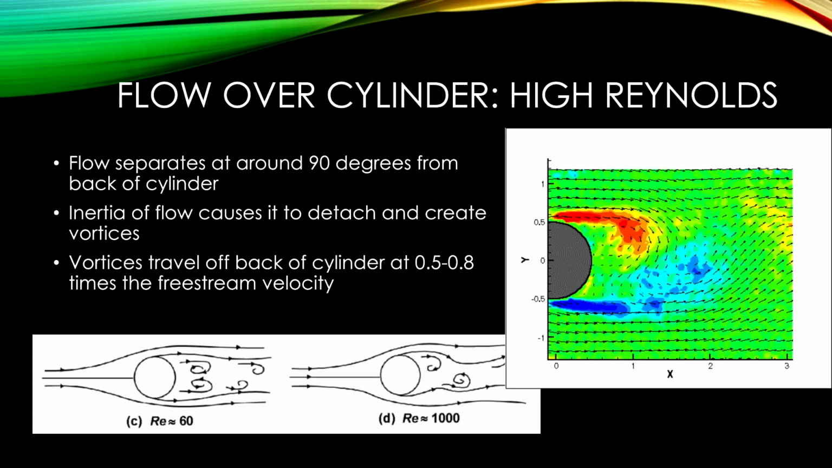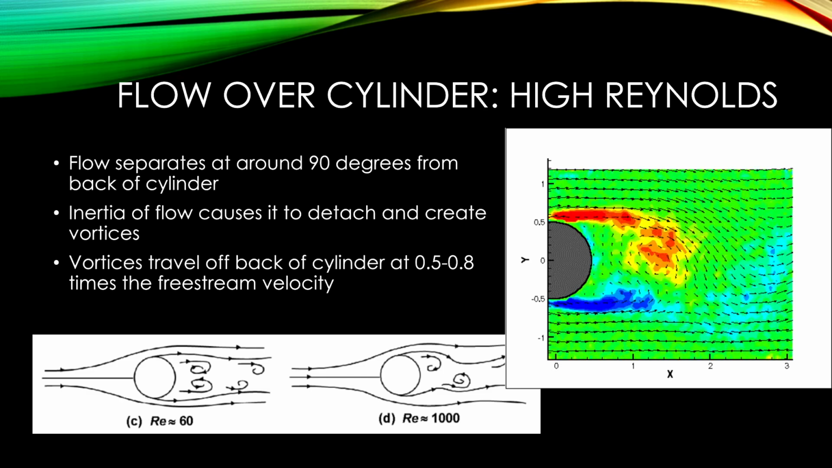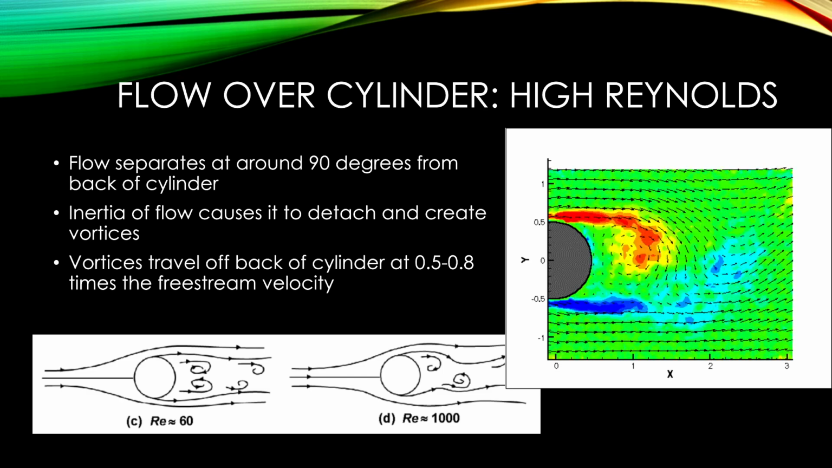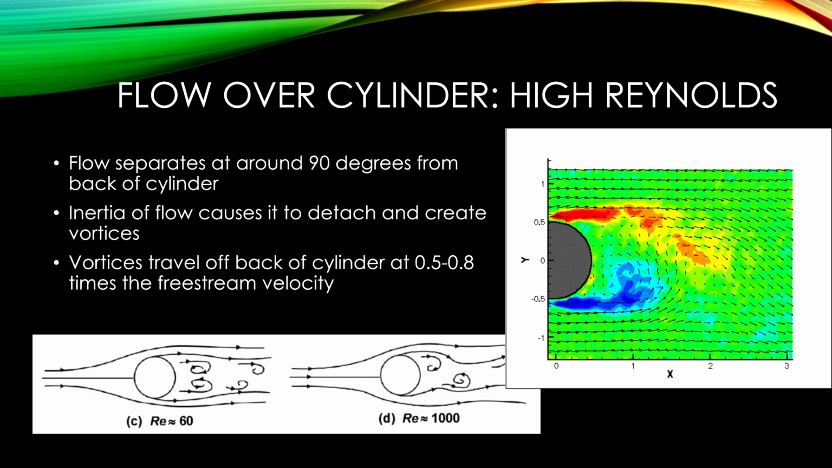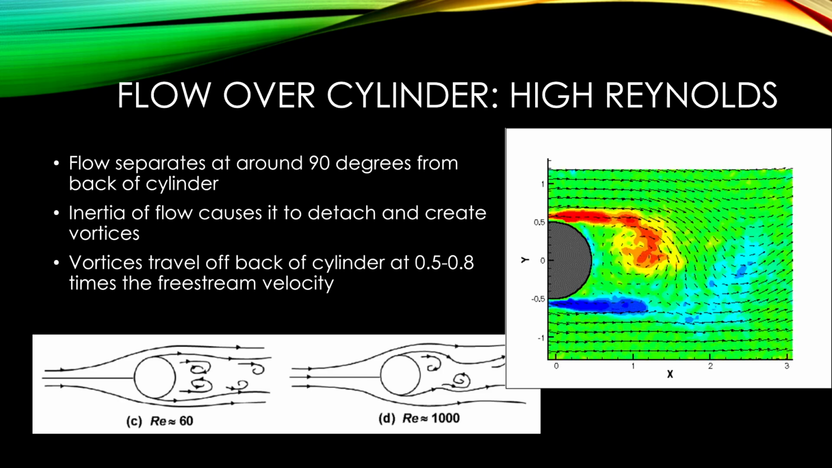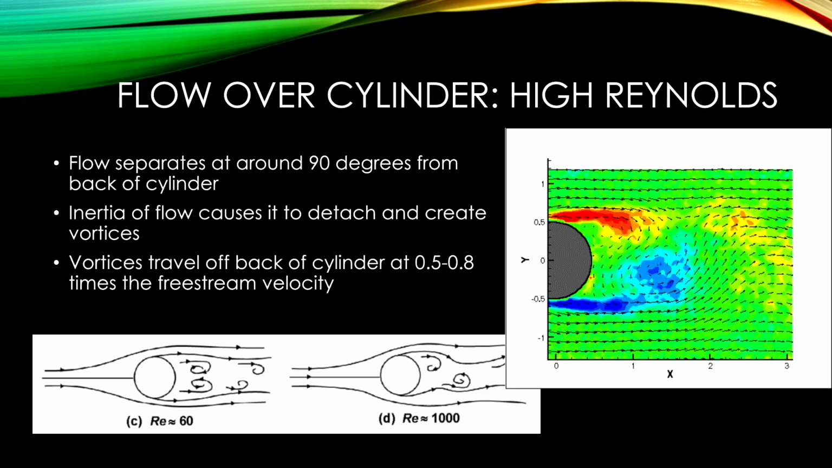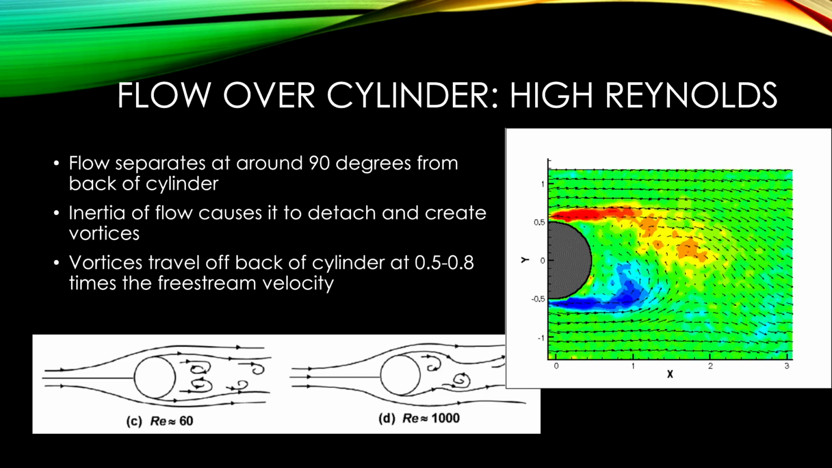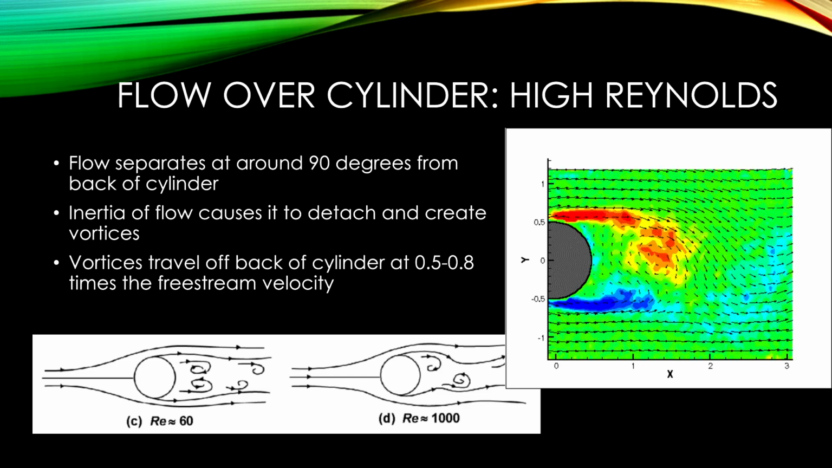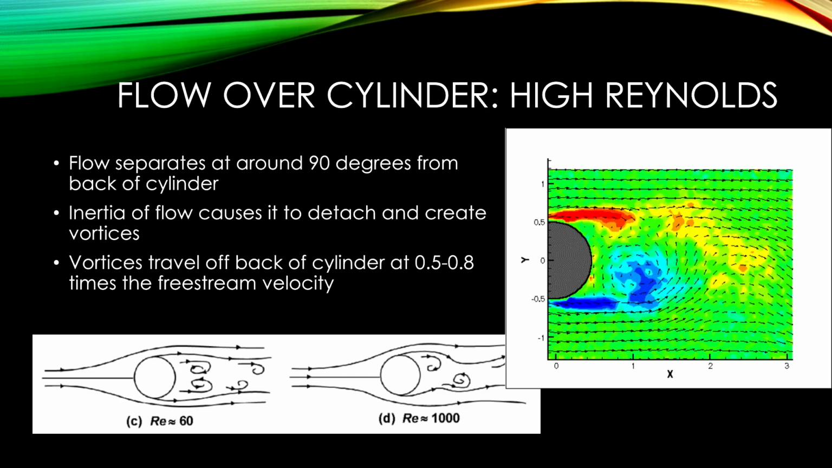For flow over cylinders at high Reynolds numbers, the flow separates about 60 to 90 degrees from the back of the cylinder. That would create these vortices, which detach from the cylinder because the inertia of the flow is higher than the viscous forces of the flow. And these are usually traveling at the back of the cylinder at about 0.5 to 0.8 times the speed of the free stream.